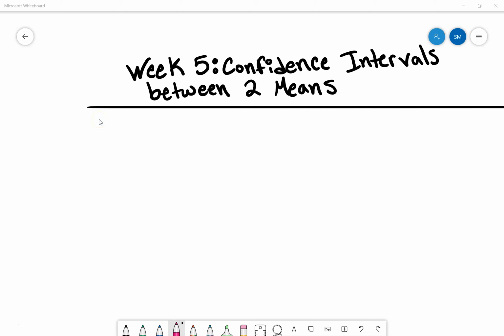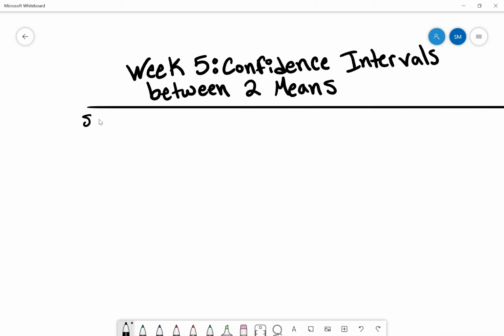Hey guys, week 5, confidence intervals between two means. Woot! So last week we talked about confidence intervals between two proportions. Today we're going to look at the one about two means. So these are talking about averages. They're a lot more fun, slightly easier. Let's go ahead and look at what we need to know.